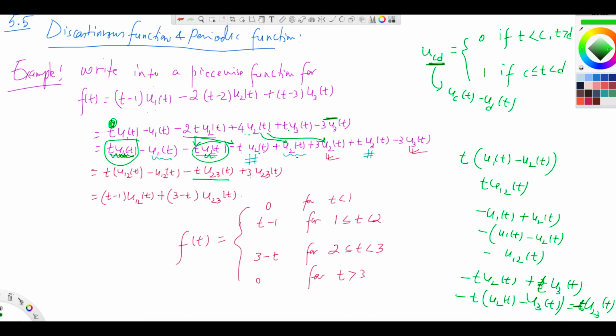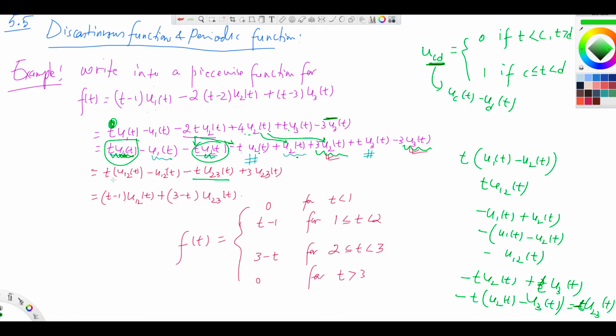And then the last one is 3 u23(t). How? Because there is one 3 u2 and there is another one 3 u3. So I took 3 out. So you will get u2 minus u3. That is u23. Okay, this is what you get when you combine.